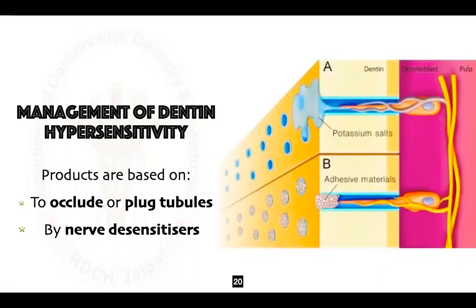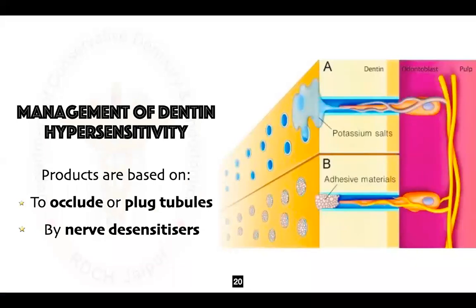So the first basis of these product designing is occluding or plugging the dentinal tubule. You have to draw this diagram also, right? First make a nerve, then make the pulp, then make the odontoblast, and plug it with a product which is potassium based, right?